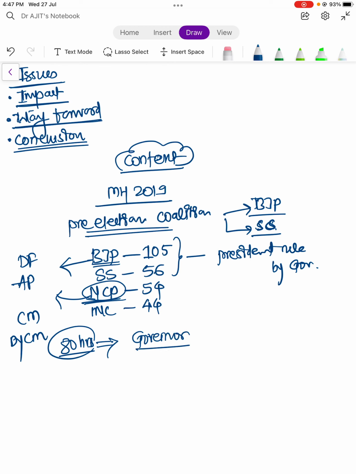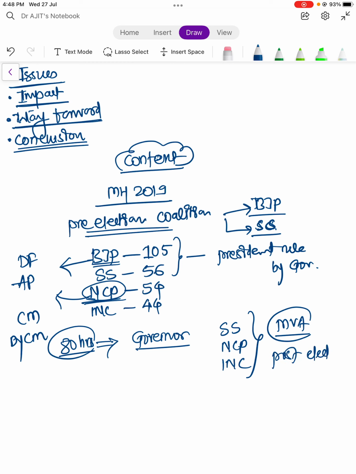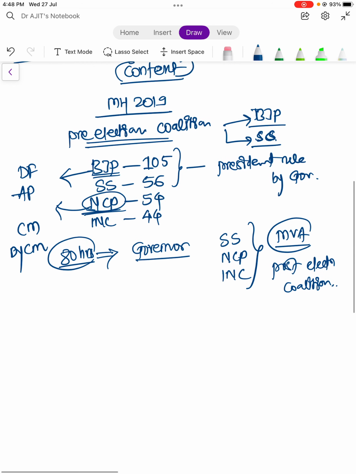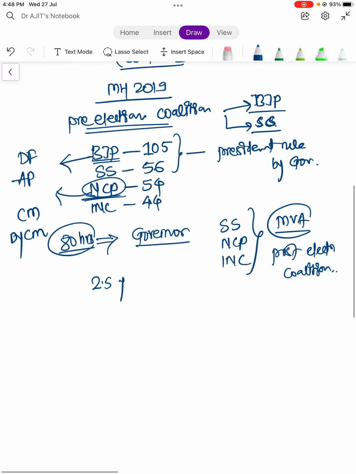After that, the governor invited other parties to form the government, and then it was Shiv Sena, NCP and Indian National Congress. They formed the Maha Vikas Aghadi. Right? This is a coalition. This is a post-election coalition. And they ran the government for around 2.5 years.